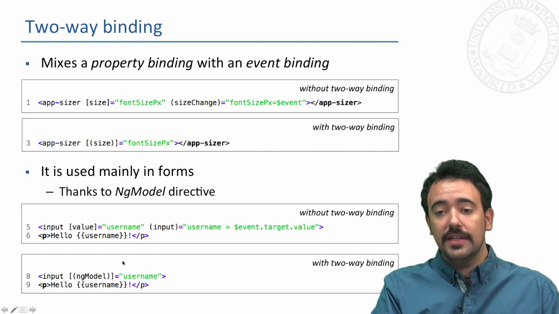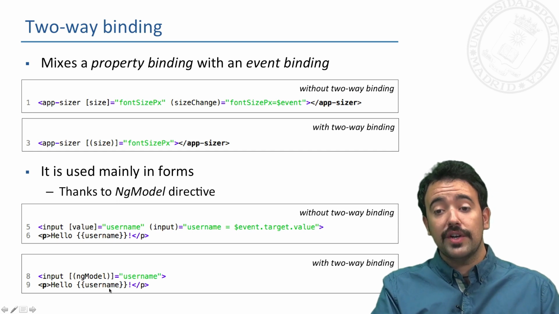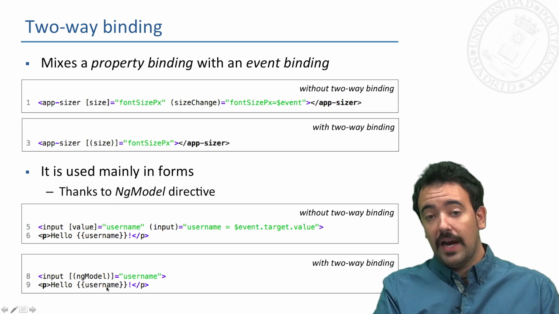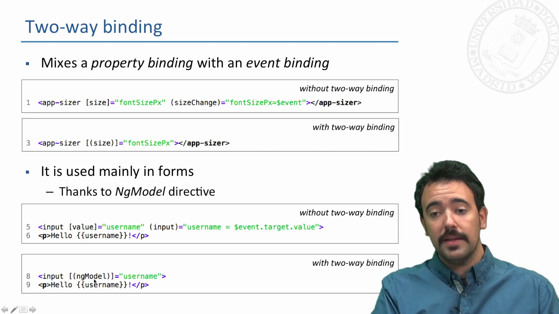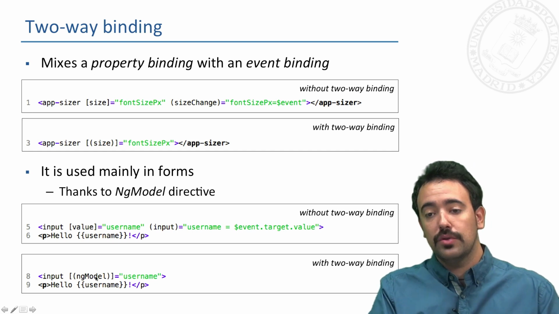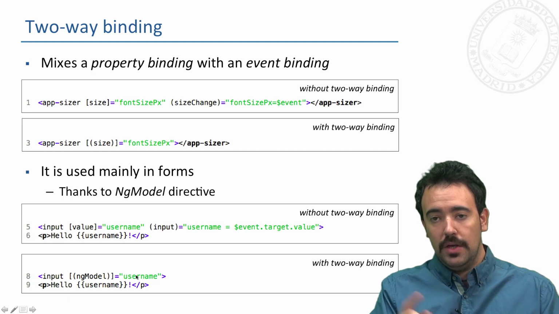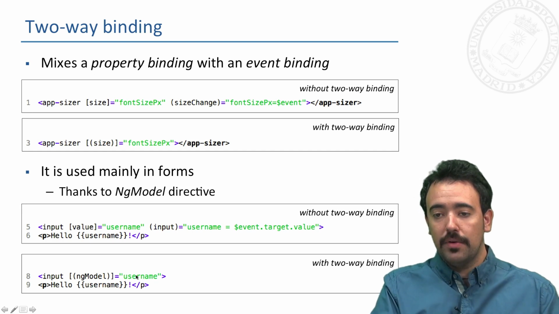So for instance, here we can see how we are displaying the value of the username property that we have defined in the component logic, and we are also capturing the input that the user types in this input tag of the HTML of the component template, and assigning the result to the username property. We will see now an example in order to better understand this.